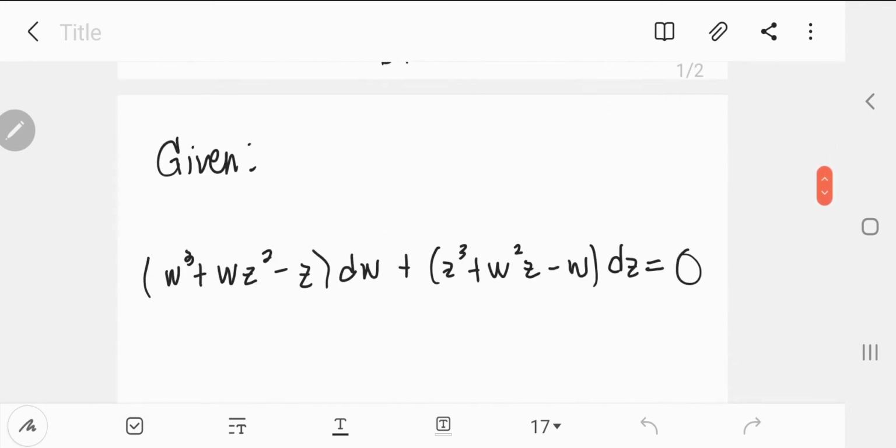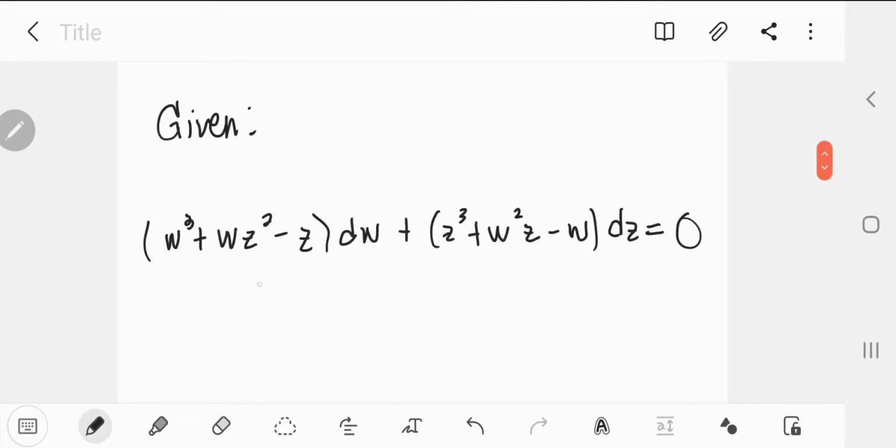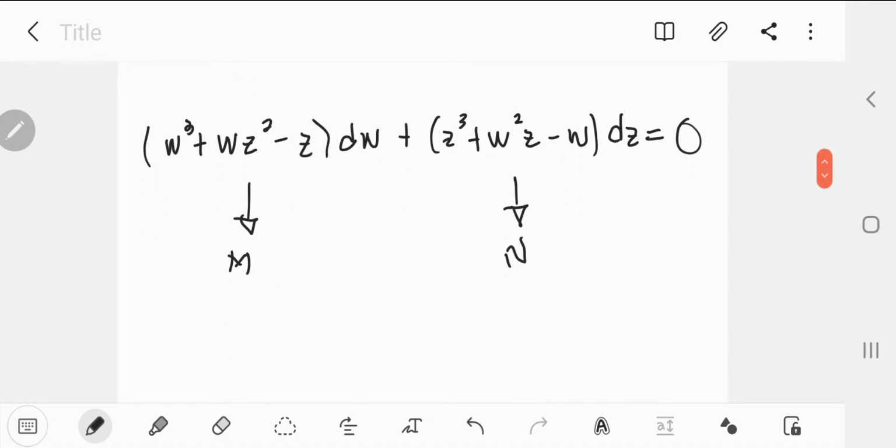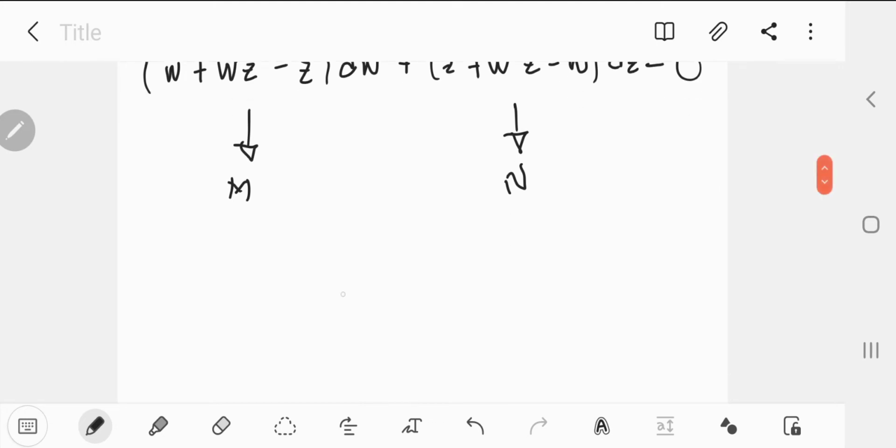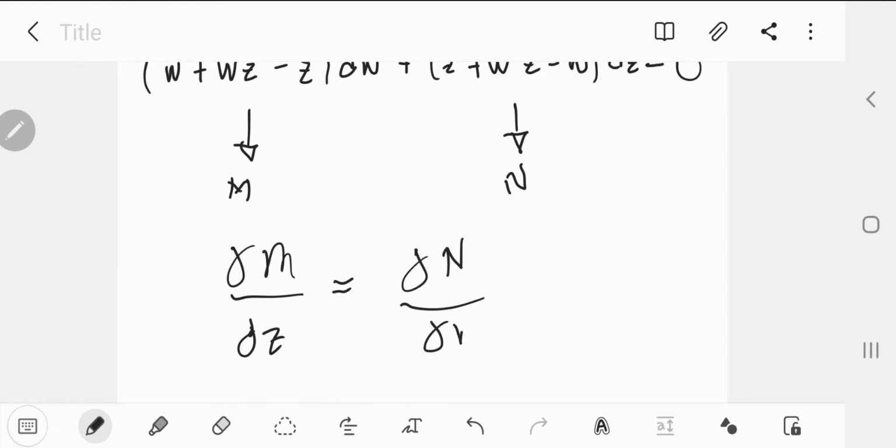The given problem is (w cubed plus wz squared minus z) dw plus (z cubed plus w squared z minus w) dz equals 0. This is our M and this is our N. In order to check the exactness of the differential equation, let us check that the partial derivative of M with respect to z is equal to the partial derivative of N with respect to w.